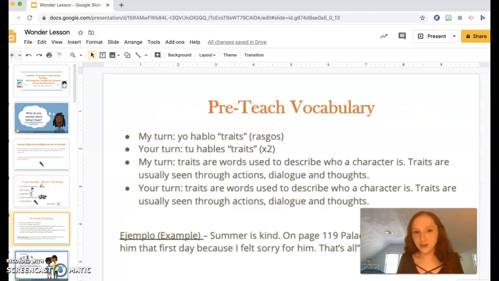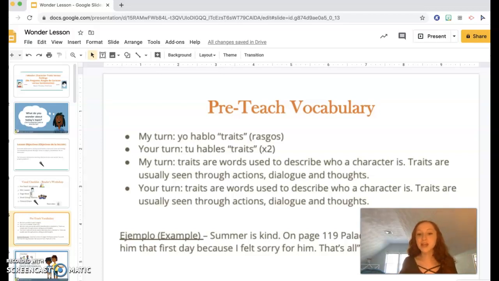All right, let's begin with our pre-teach vocabulary, which begins our mini lesson. My turn. I'll go first. Yo hablo traits, or rasgos. Your turn. Tú hablas traits. We would repeat that twice with the kids. My turn. Traits are words used to describe who a character is. Traits are usually seen through actions, dialogue, and thoughts. Your turn. Traits are used to describe who a character is. Traits are usually seen through action, dialogue, and thoughts, so they would have repeated that back to me.